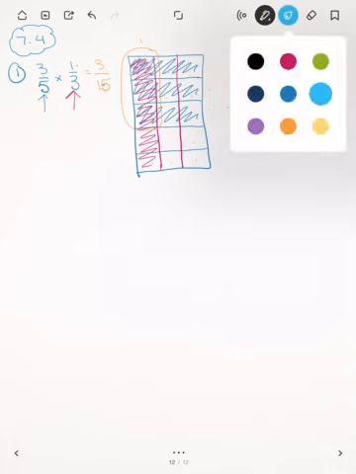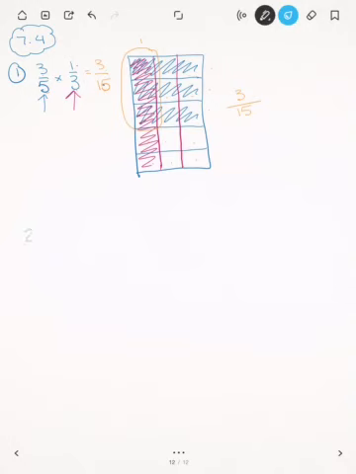Okay, so let's take a look at number 2. Number 2 has 2/3 times 3/5. Okay, and they chose to use a circle.